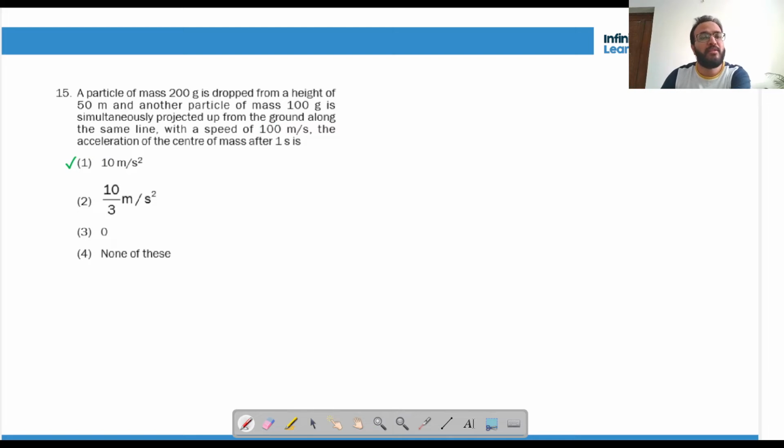Now a particle of mass 200 grams is dropped from a height of 50 meters. Another particle of mass 100 grams is simultaneously projected up from the ground along the same line.